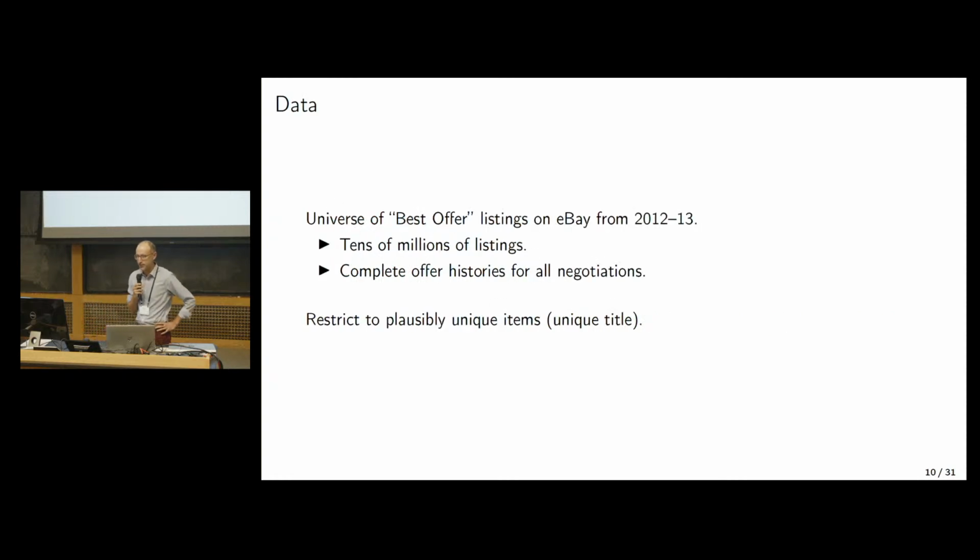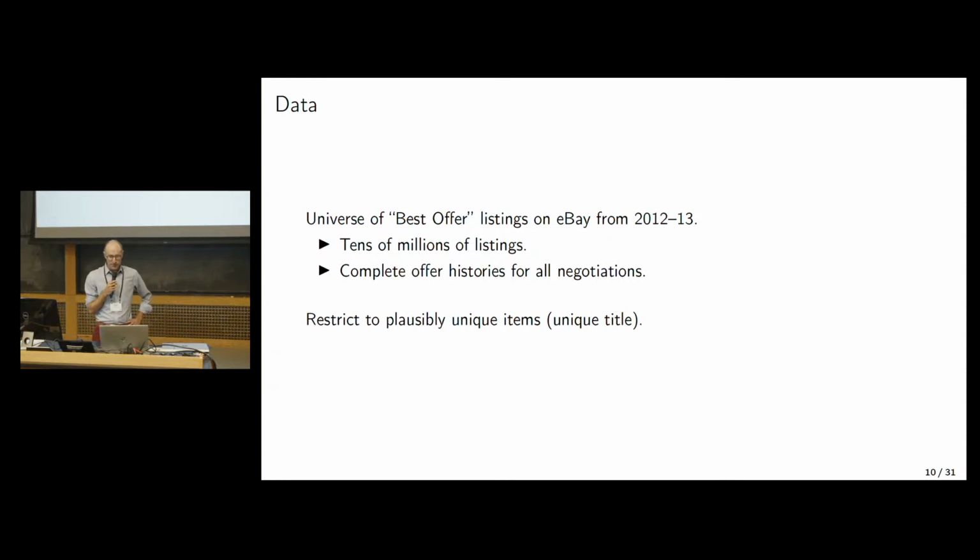Okay, so the data we use to train our simulator come from this incredible data set that was released alongside a recent QJE paper containing the universe of these best offer listings on eBay over a year-long period. It's nearly 100 million listings with uniquely, especially for a data set this size, complete offer histories for all buyer-seller interactions, regardless of whether the item sold.